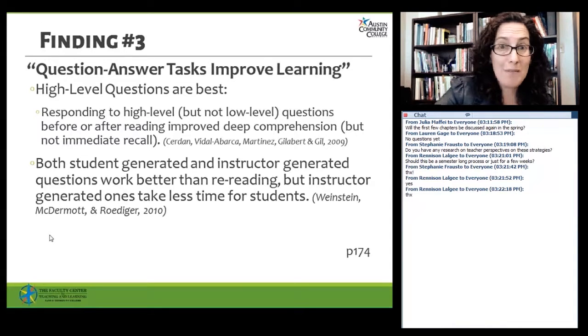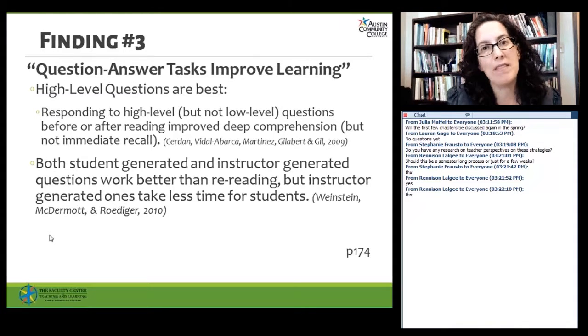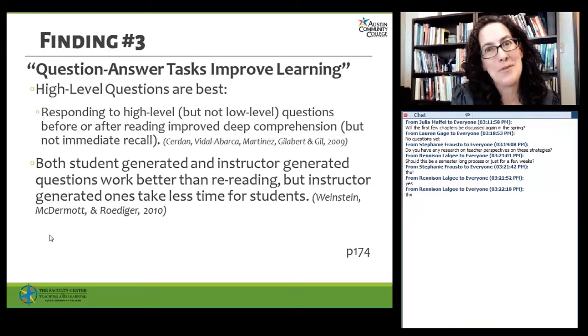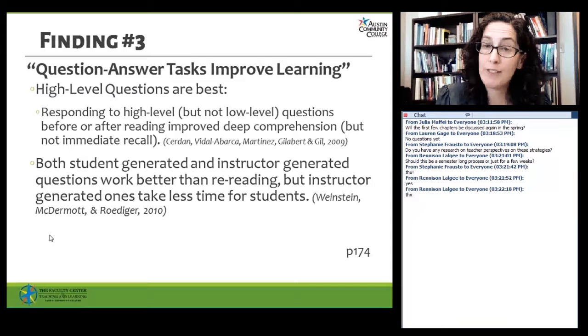Whether those questions are written by the students and then they find their own answers, or whether the questions are written by the instructor and then the students just find the answers. Both of those seem to work equally well, and you have to decide what works best for you. Obviously, instructor-generated questions are more work for you, but they're less work for the student.